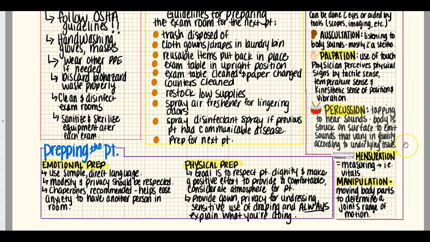And then lastly, manipulation. I couldn't even think of anything to draw for manipulation, so it doesn't have a picture. But manipulation is moving body parts to determine a joint's range of motion. I thought of one thing to draw and then quickly deemed it inappropriate. So there's no picture for this one. Sorry about that.